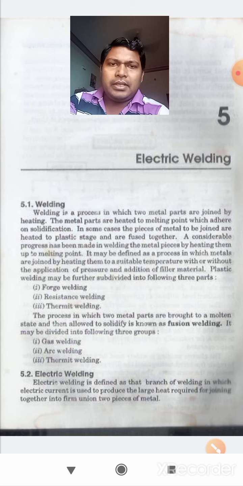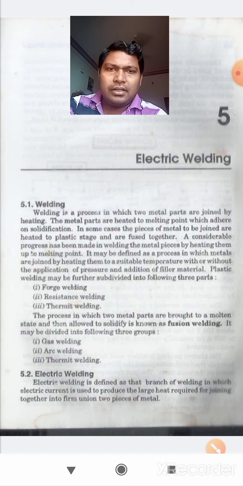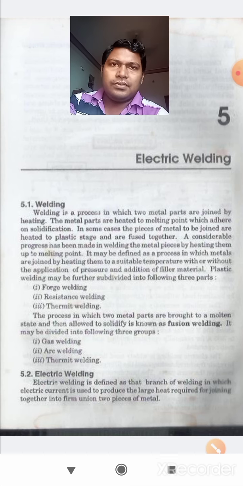The process in which two metal parts are brought to a molten state and then allowed to solidify is known as fusion welding. It may be divided into three groups: gas welding, arc welding, and thermit welding. Arc welding is inside your course, which we will also discuss in this chapter. Students, the process altogether is known as fusion welding.